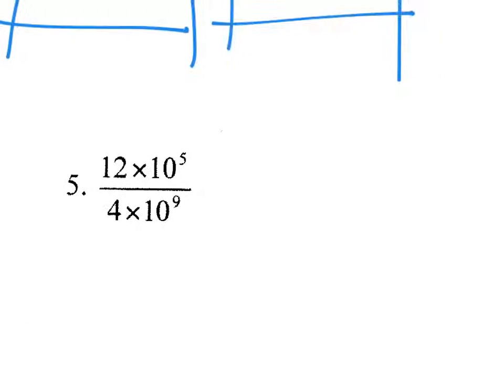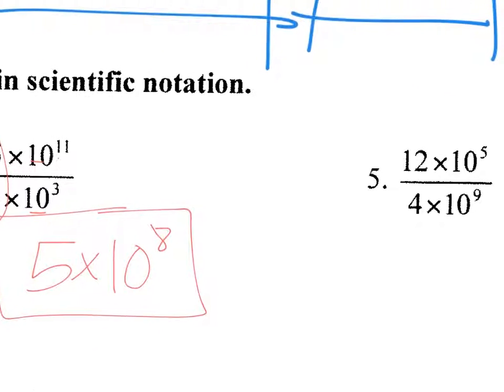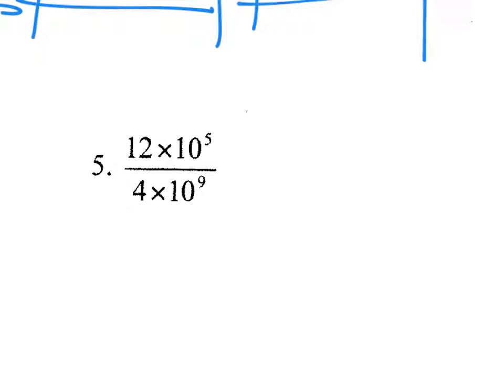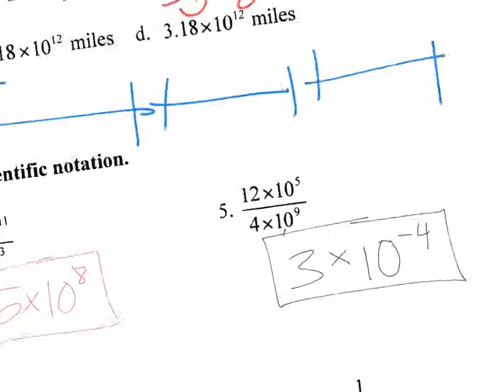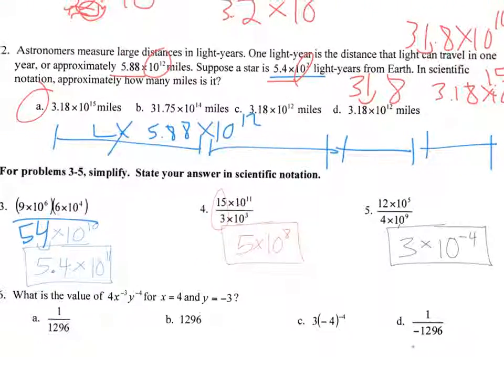Problem 5, another division problem. 12 divided by 4 is 3. Keep the bases the same, and you get 10 to the negative 4. Both those answers are in scientific notation, so I'm good to go. 1 through 5.